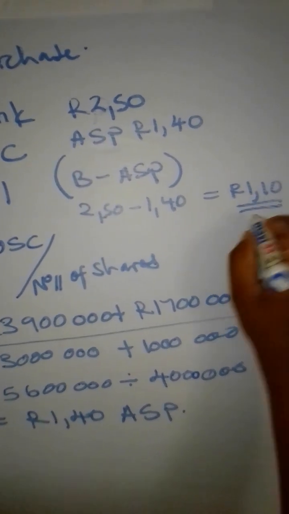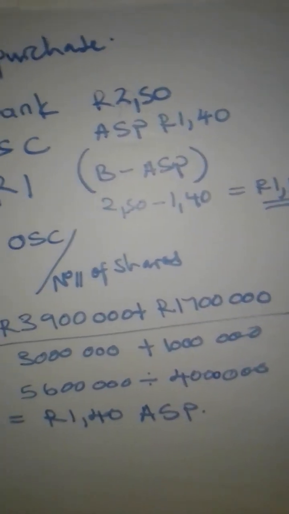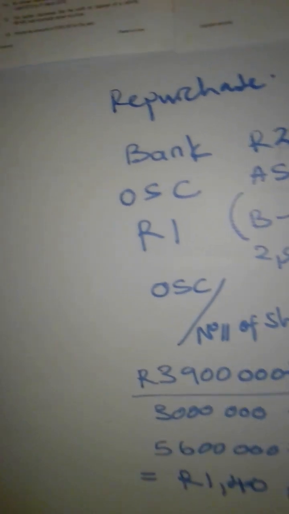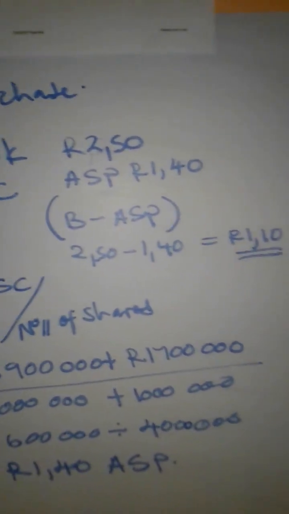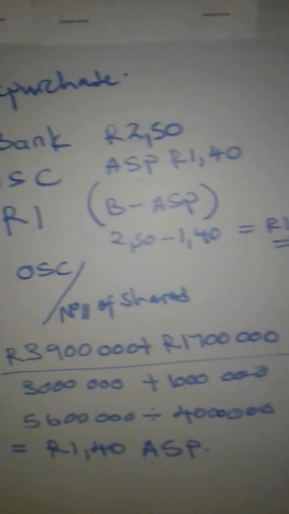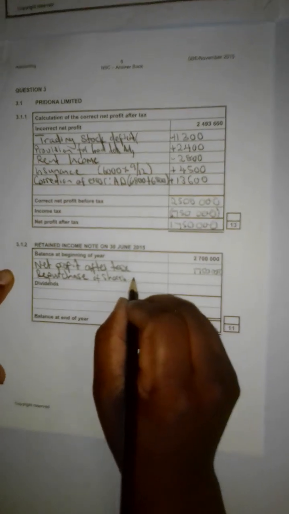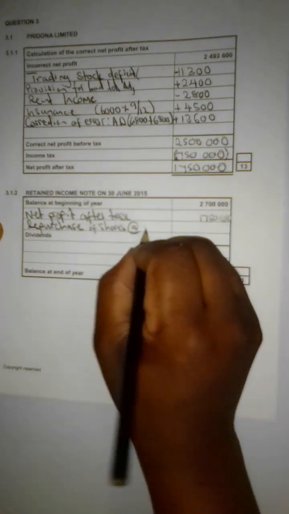10 cents. So this is our retained income. Okay. So now when you go into the repurchase of shares, let's go back to the template, 3.1.2. Okay, repurchase of shares at how much? 1 rand 10 cents.